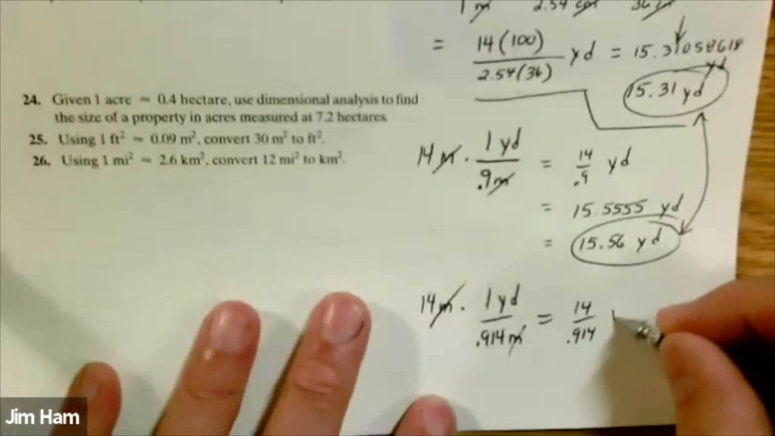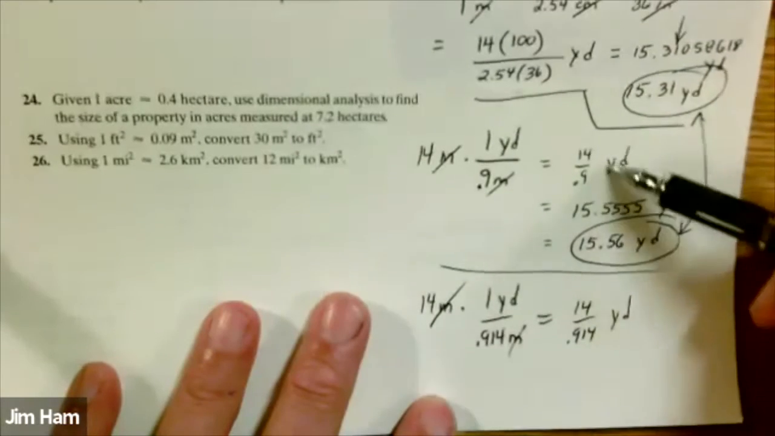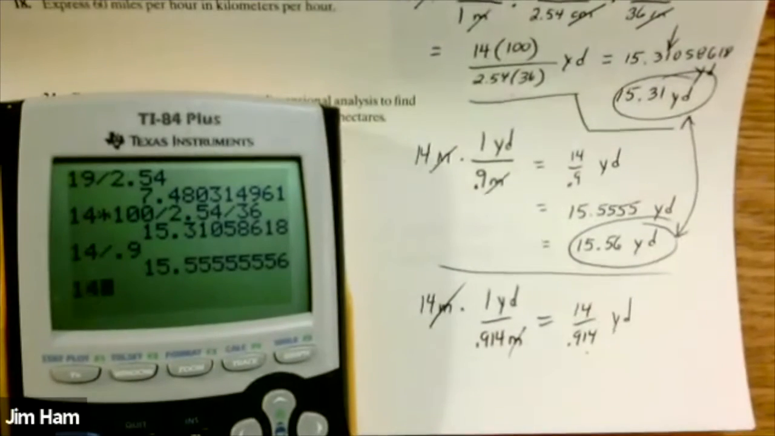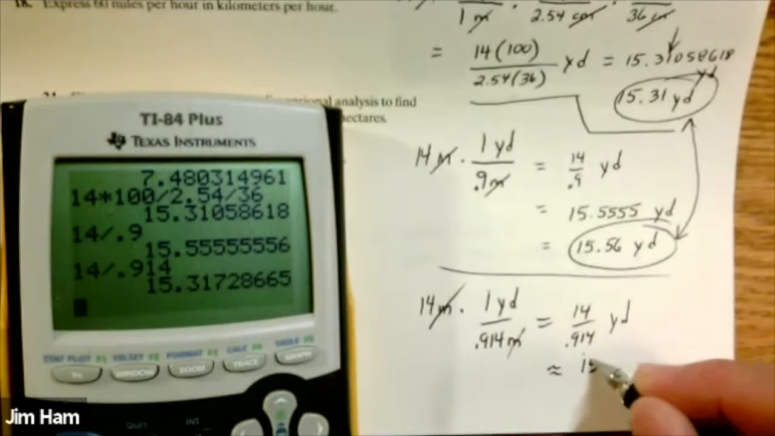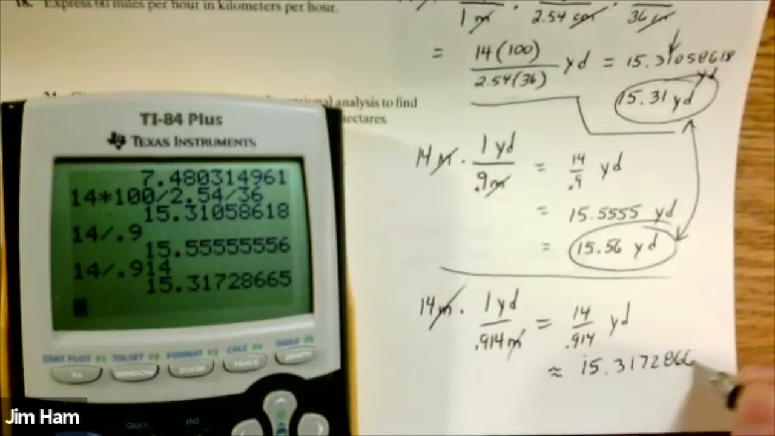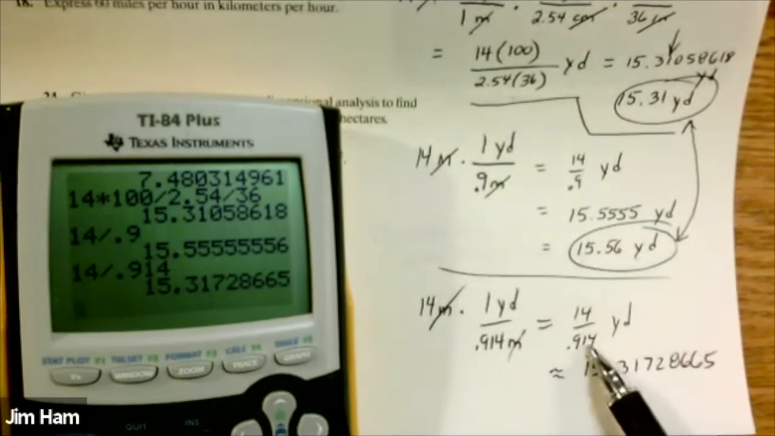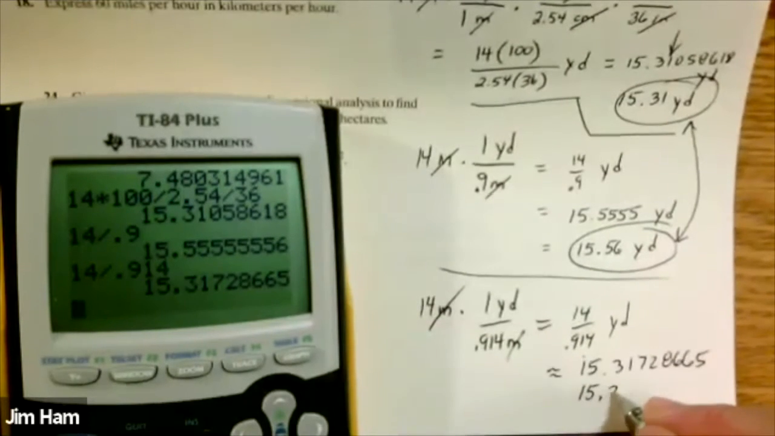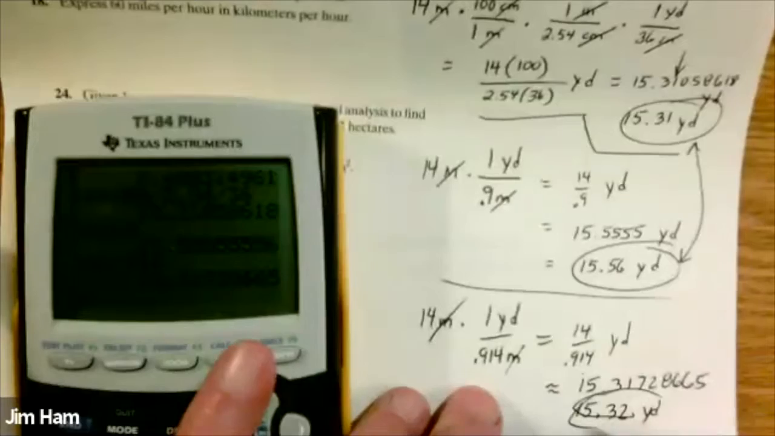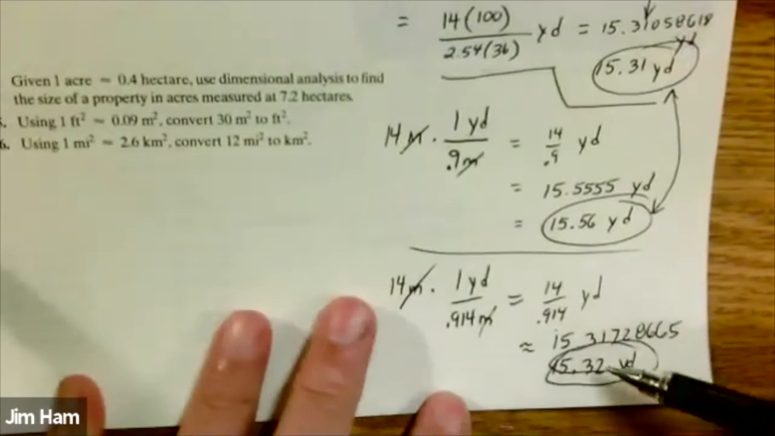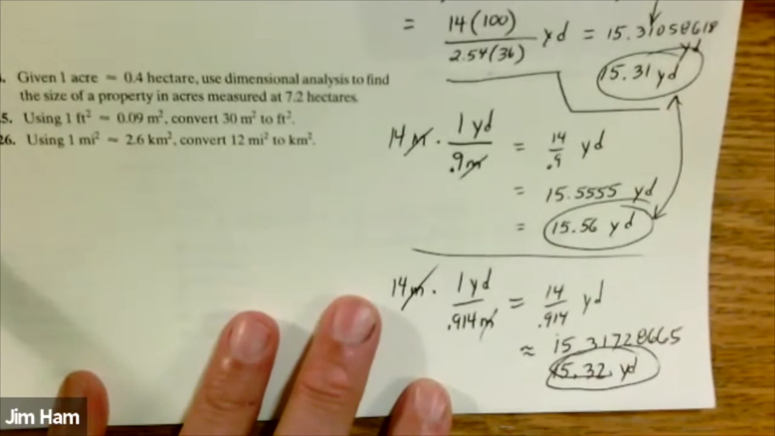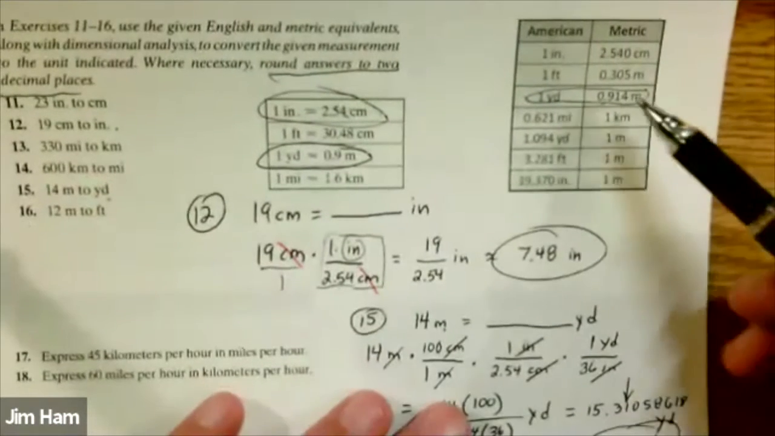You can see if you compare these two, we're just dividing by a slightly different number. And it's a number that's been rounded differently. So take 14 divided by 0.914 and you get 15.317268665. The more accuracy that you have in your conversion, the closer you're going to get. If you rounded it, it's going to be 15.32 yards. All right, so I just wanted to alert you to this, that depending upon which conversion or conversions you use, you may get different answers rounded to the nearest hundredth. So use the conversions that are given in Newton, and I think it's this one here that they use.